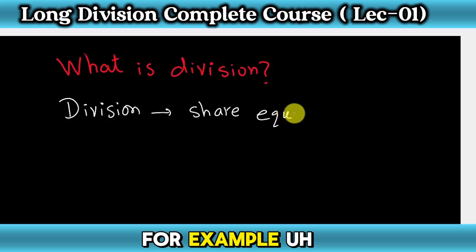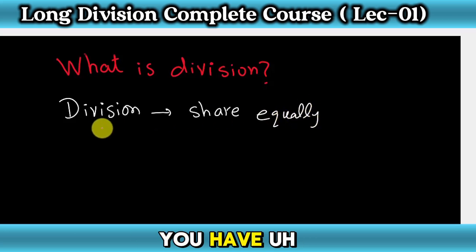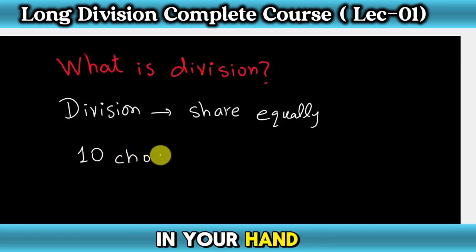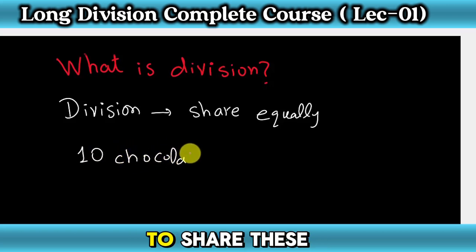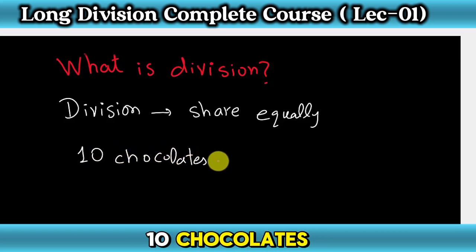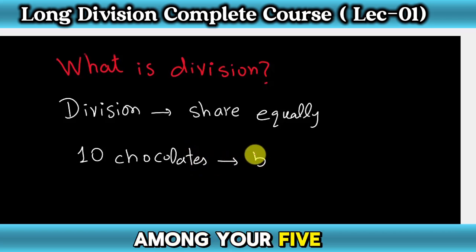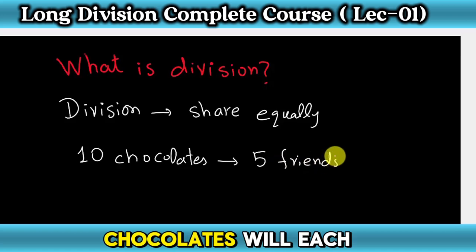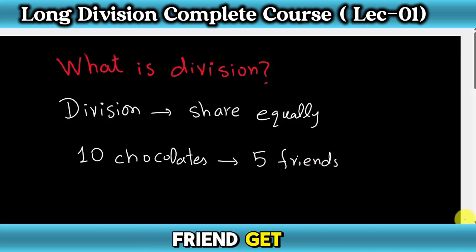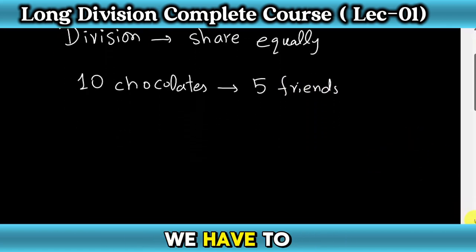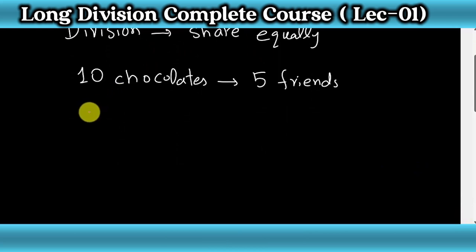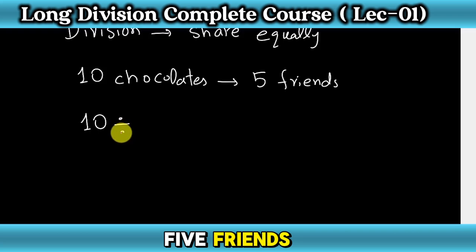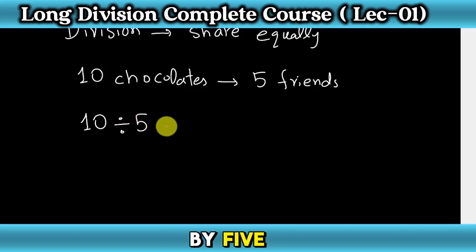For example, imagine that you have 10 chocolates in your hand, and you have to share these 10 chocolates among your 5 friends. So how many chocolates will each friend get? It means that we have to simply divide 10 chocolates among 5 friends. So 10 divided by 5.